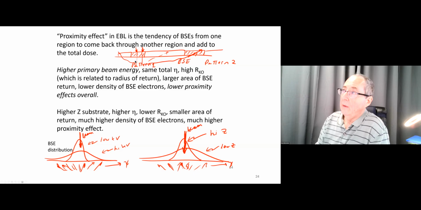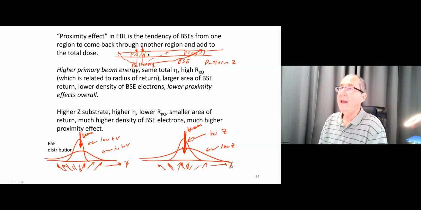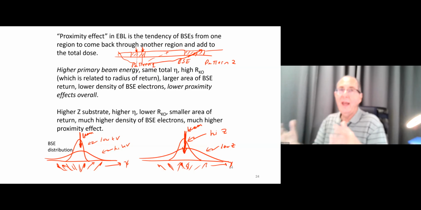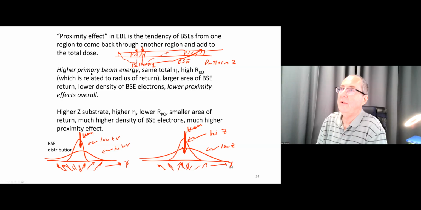But as a review, I've got pattern one and another pattern over here, pattern two. When I'm exposing pattern one, those backscattered electrons will zip through pattern two, and those secondary electrons, etc., will add exposure dose here that I may not have calculated when I simply assigned an exposure dose to this pattern. So all the patterns are affecting all the other patterns if they're anywhere in the vicinity of each other.